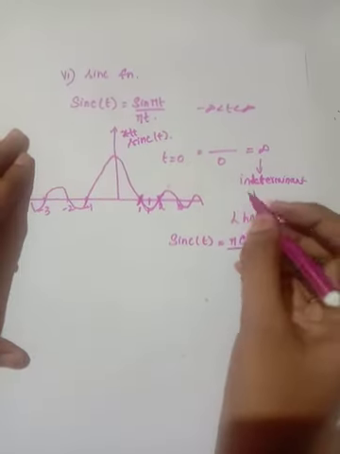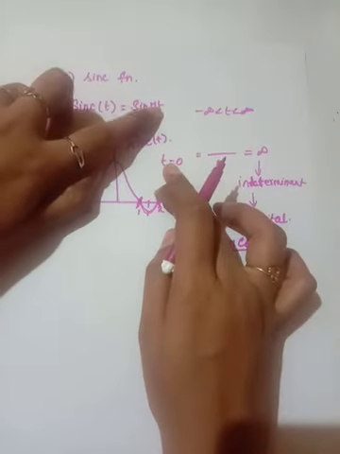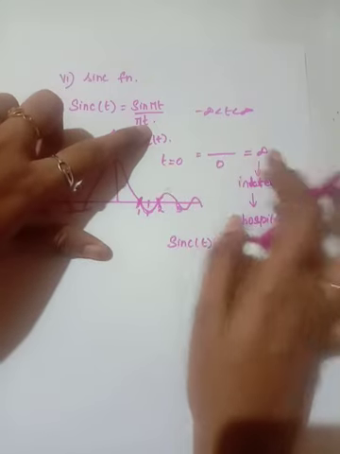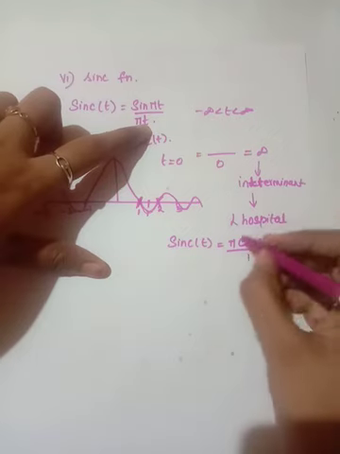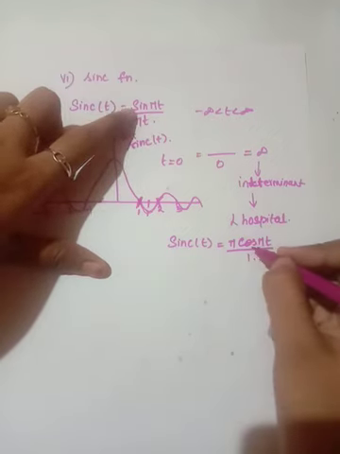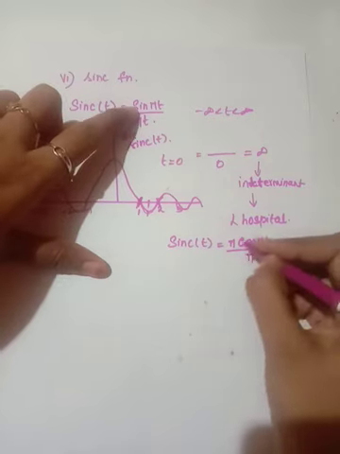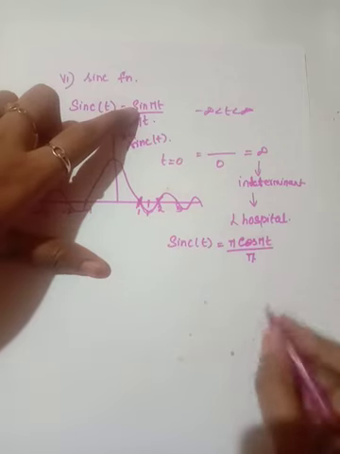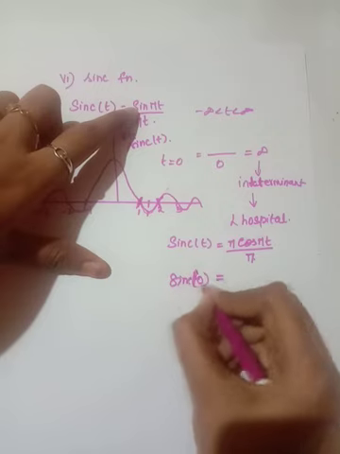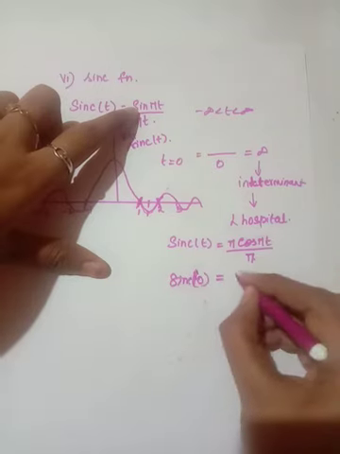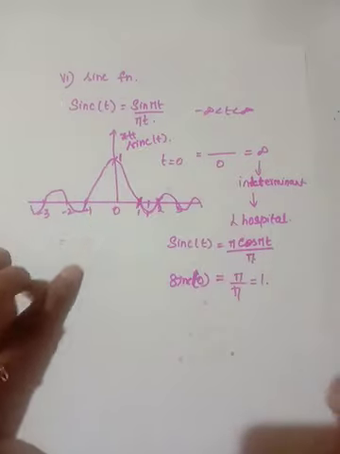I will explain again. First substitute t equal to 0. When you substitute t equal to 0, it will become infinity, so it is indeterminate. So we are going to apply L'Hospital rule. You need to differentiate the numerator and denominator separately. When you differentiate the numerator, it is pi cos pi t divided by pi. Now substitute t equal to 0: cos 0 is 1, so pi by pi is equal to 1. So the maximum value here is 1.